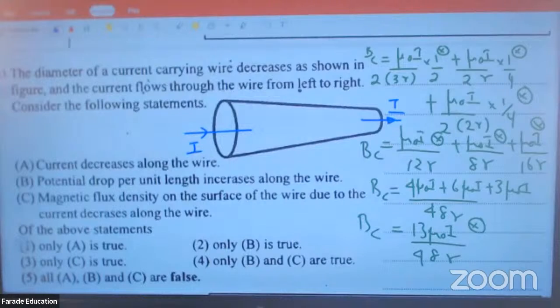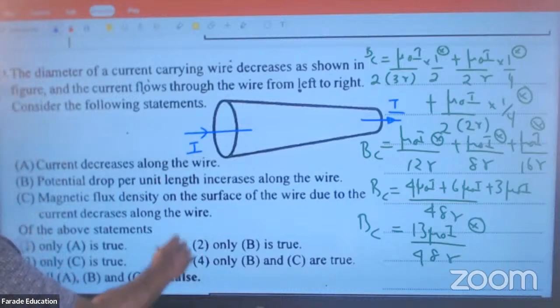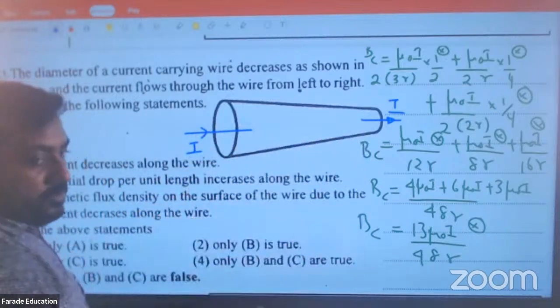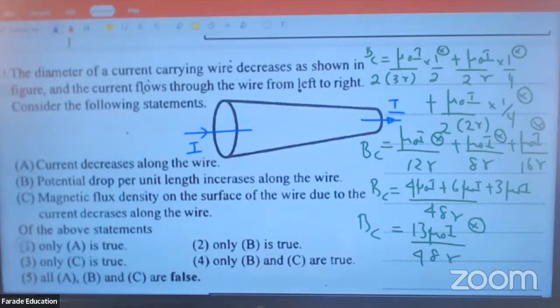Right. Current decreases along the wire. So whatever current comes here should go from there. Current decreasing along the wire is highly impossible. A is wrong.